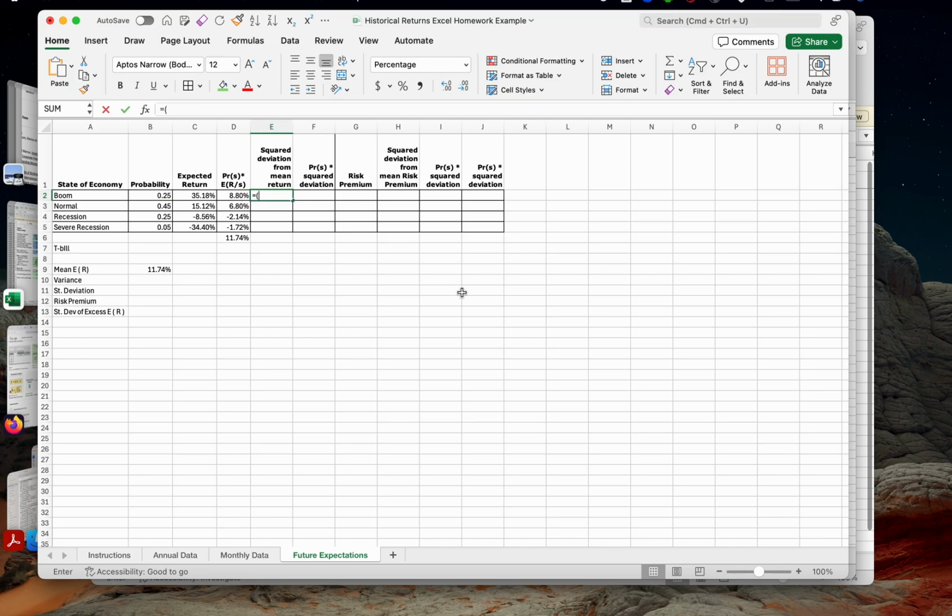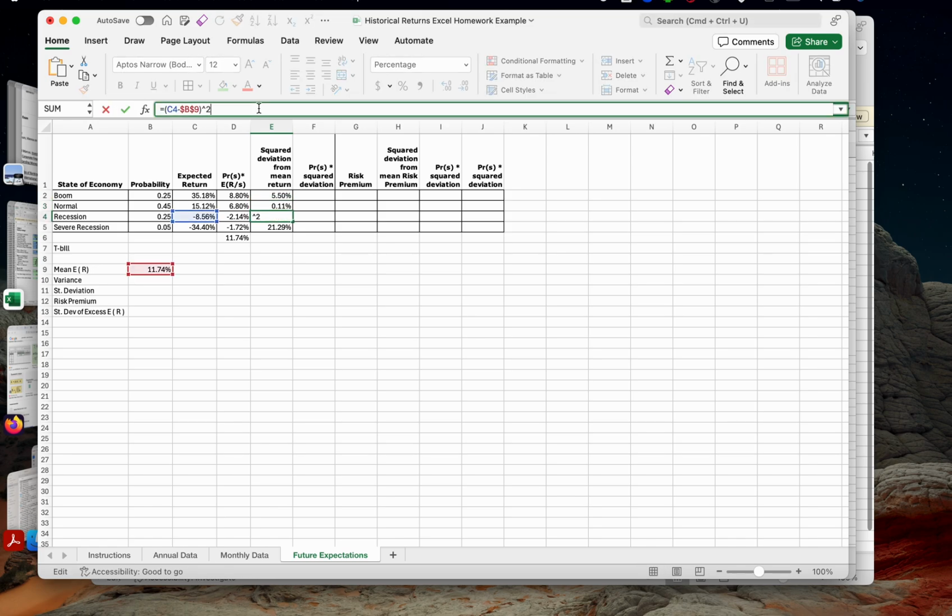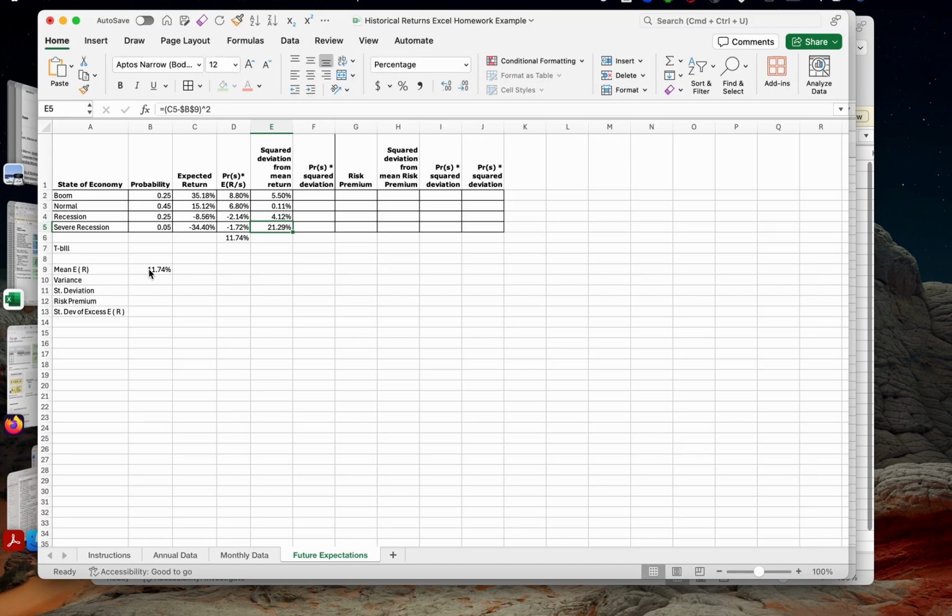So what do we do? We are going to do square deviations. What is a square deviation? It's a deviation, meaning expected return minus the mean return. I'm going to lock this mean return, and then I'm going to square my observation. So this is a square deviation. And now that I locked my mean return, I can simply drag my formula. Excel will change my cell referencing for the non-locked cells, but we'll keep the locked mean return.